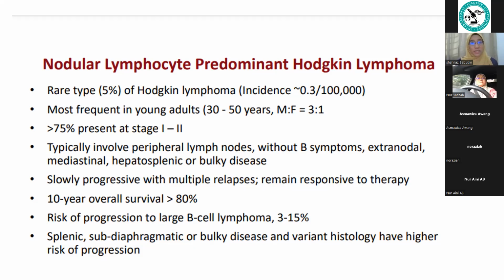However, a small percentage of these cases, about 3 to 15%, have a high risk of progression to high-grade large B-cell lymphoma. This is the one that is categorized under the variant pattern of nodular lymphocyte predominant Hodgkin lymphoma, where they present at initial presentation with a higher stage disease, and they have a very high risk of relapse and also a high risk of progressing into higher grade large B-cell lymphoma. So we will focus quite in detail on the variant patterns.